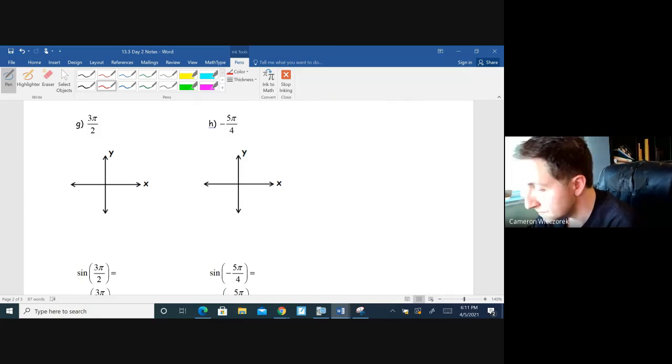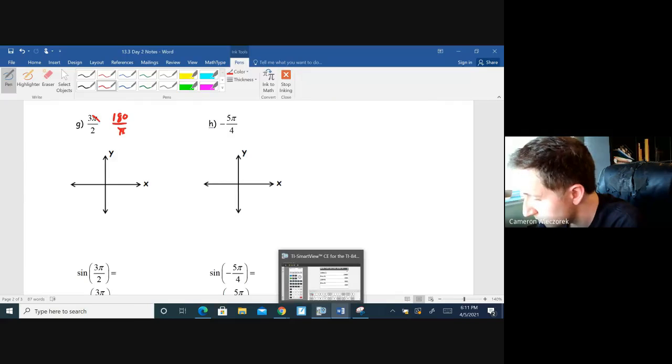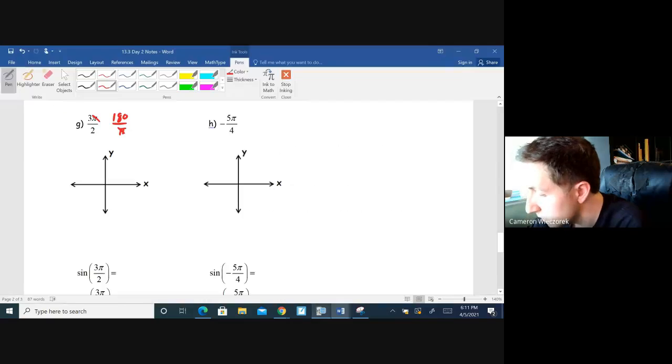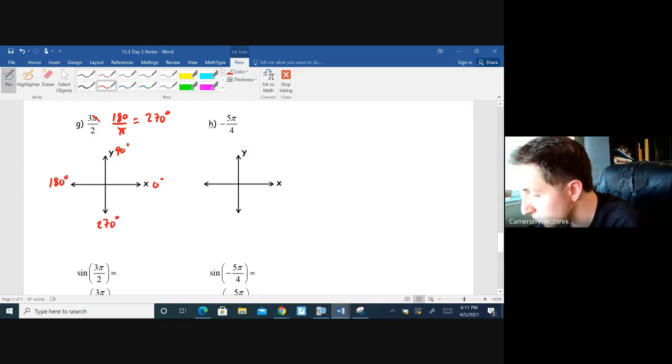with these last two. 3 pi over 2, I'm going to multiply by 180 over pi. 180 times 3 would be 540. 540 divided by 2 would be 270. And that's right at the bottom of our circle. 0, 90, 180, 270. This one's a quadrantal angle since it's on the y-axis.